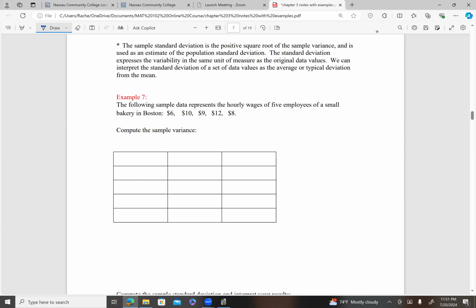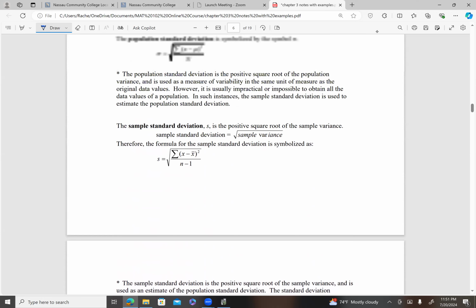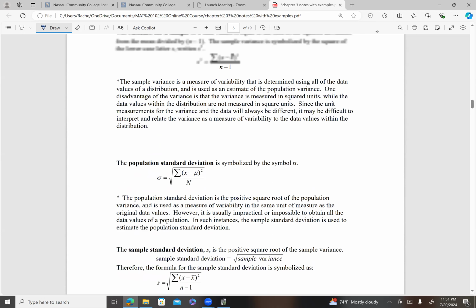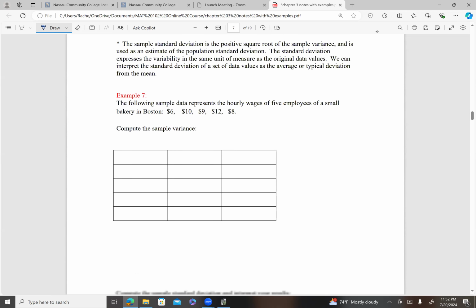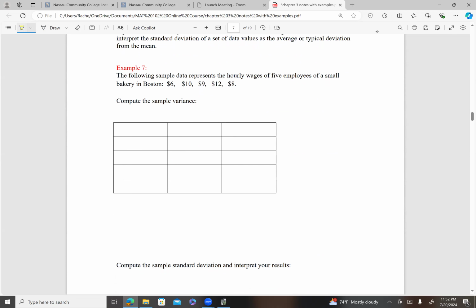So let's do an example. Notice I'm skipping over the population and sample standard deviation. We'll get to that in a minute. Let's calculate the variance in example 7 of this sample data. It says the following sample data represents the hourly wages of 5 employees of a small bakery in Boston. These employees make $6 an hour, $10 an hour, $9 an hour, $12 an hour, and $8 an hour. These are the hourly wages for a sample of 5 employees, and we want to compute the sample variance.